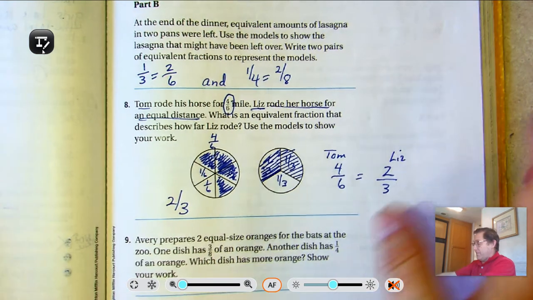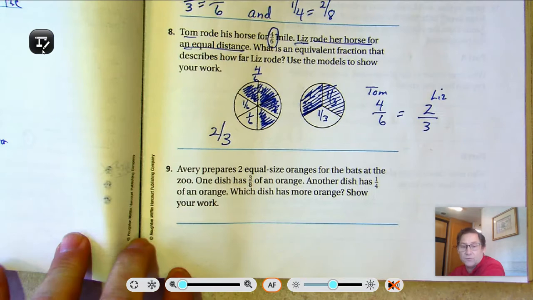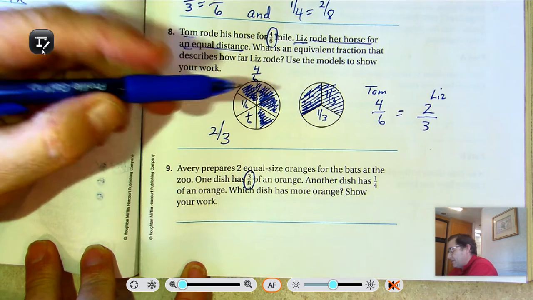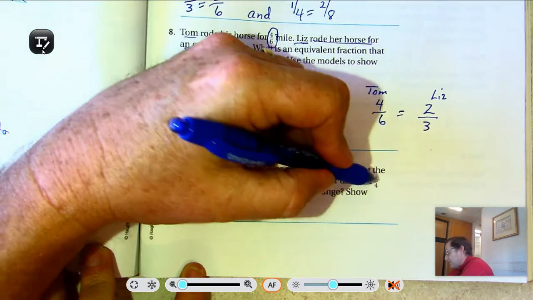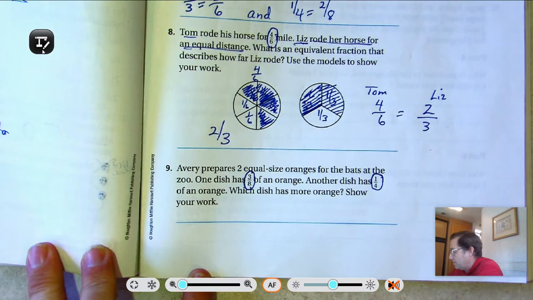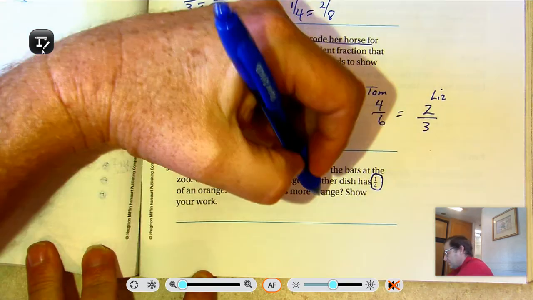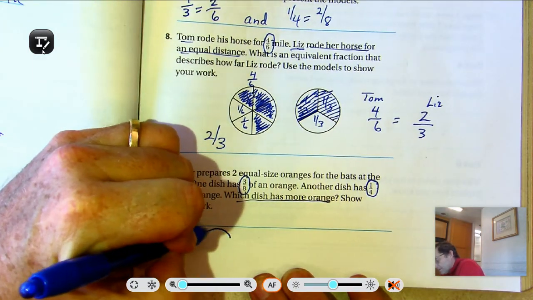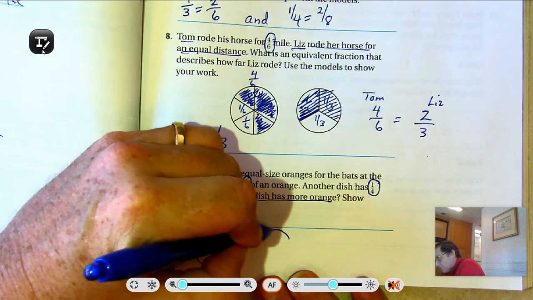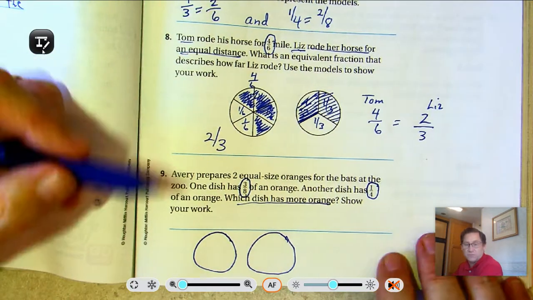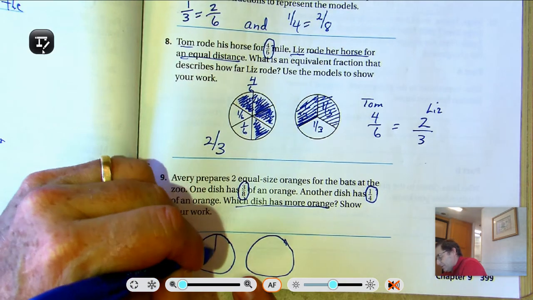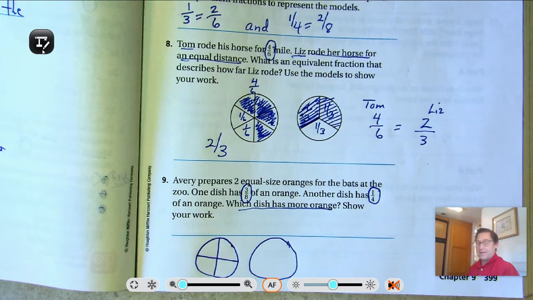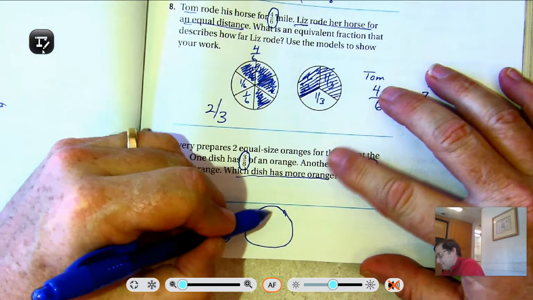Number 9, Avery prepares 2 equal-sized oranges for the bats at the zoo. One dish has 3/8 of an orange. Another dish has 1/4 of an orange. Which dish has more orange? Show your work. All right, so try to draw 2 circles as equal as possible and split one of them into fourths and the other one into eighths.